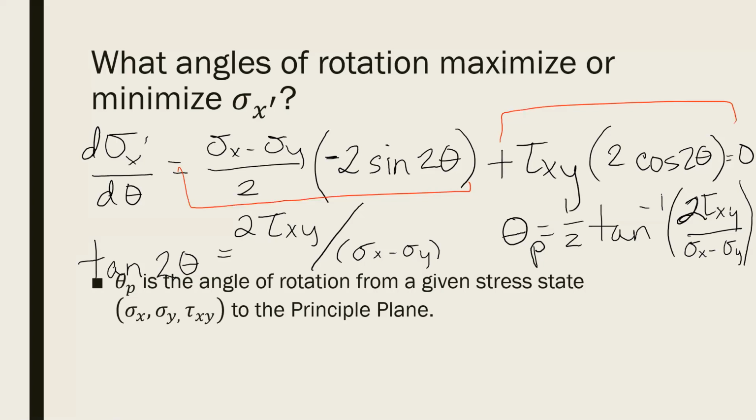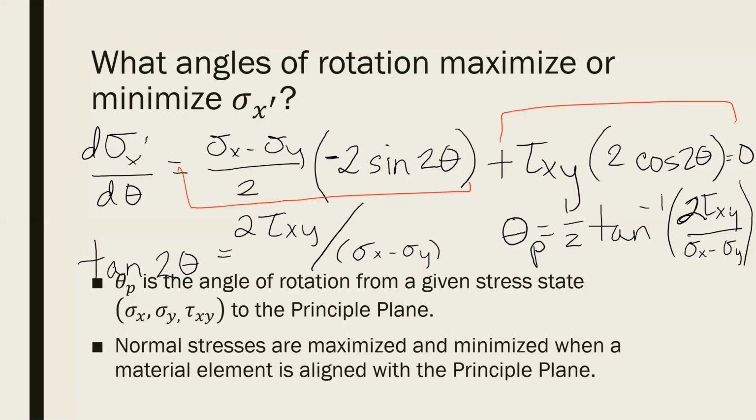So this is how much we need to rotate when we're given a certain stress state in the xy plane with respect to the x and y coordinate axes. If we rotate the axes by this angle, we're going to get to the principal plane, and this principal plane is where our normal stresses are maximized and minimized. So this is extremely important because when you're designing a member, you're not interested in some arbitrary x and y stress values. What you're interested in is what are the maximum stress values that that material is going to see, because those maximums are what is going to cause that material to fail.